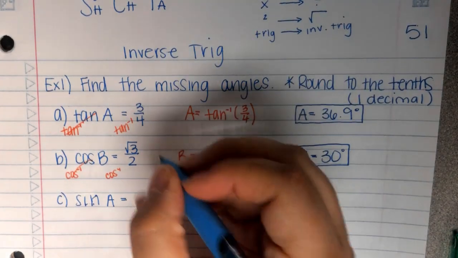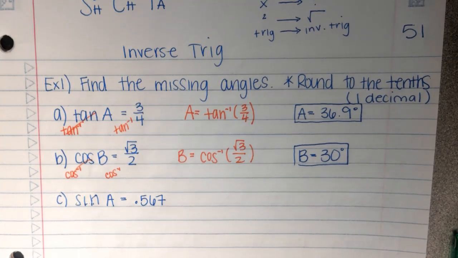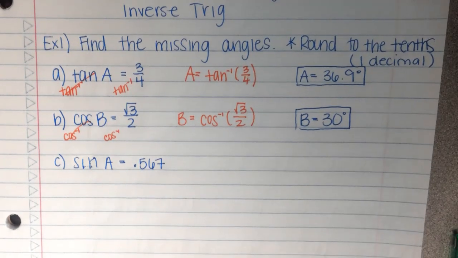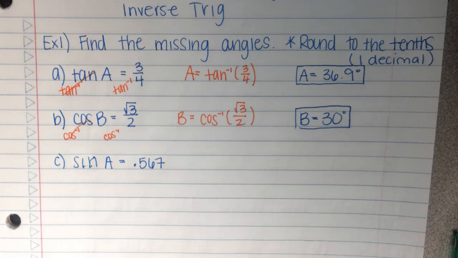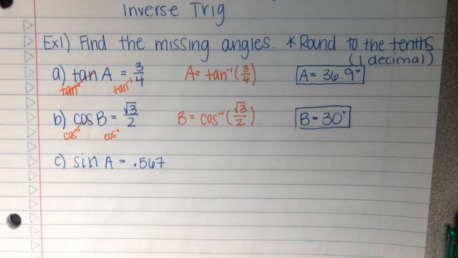All right. Sine of A is 0.567. Go. Oh my goodness. Wait, what is it? I like this question. Literally gonna have to go change all my worksheets next year. All right, do this. Let's go. Give you 30 more seconds.